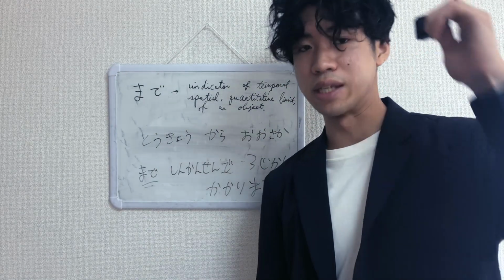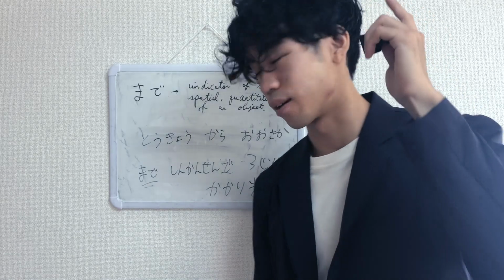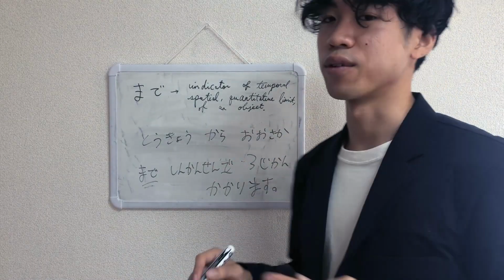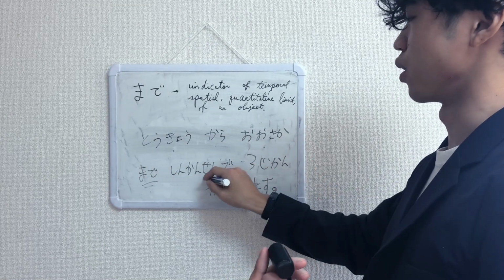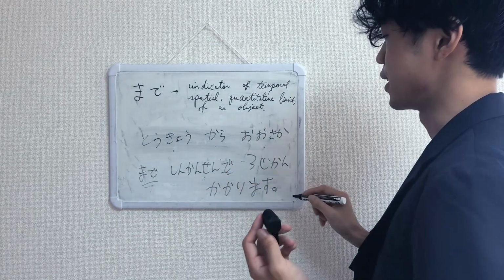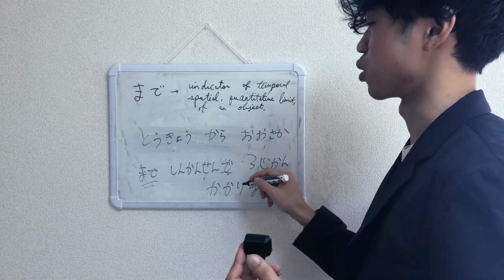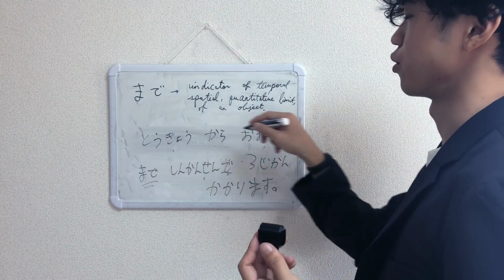If you want to learn about で, it's right here. You can check it out. 3時間, 3 hours, かかります, take. From Tokyo to Osaka by bullet train, 3 hours. It takes 3 hours on the bullet train to get from Tokyo to Osaka.